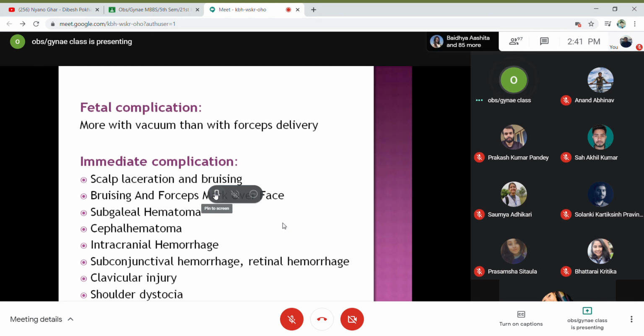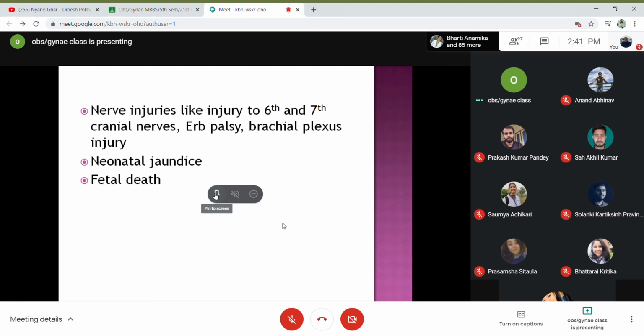Fetal complication is more with vacuum than with forceps because the vacuum is directly applied on the fetal skull. So the chances of fetal injuries are more, okay? The immediate complications are scalp laceration and bruising and forceps mark over face, subgaleal hematoma, cephalhematoma, intracranial hemorrhage, subconjunctival hemorrhage, retinal hemorrhage, clavicular injury, and shoulder dystocia. Nerve injuries like injury to 6th and 7th cranial nerves, Erb's palsy, brachial plexus injury, neonatal jaundice, and fetal death. These are all common with instruments.